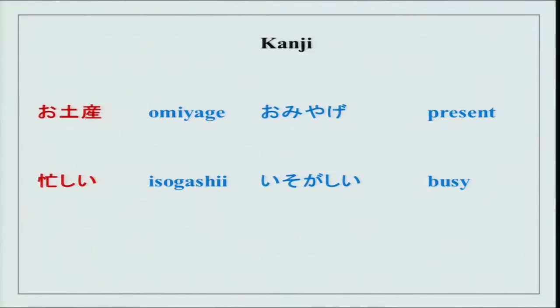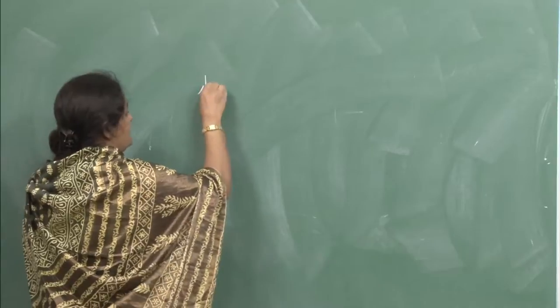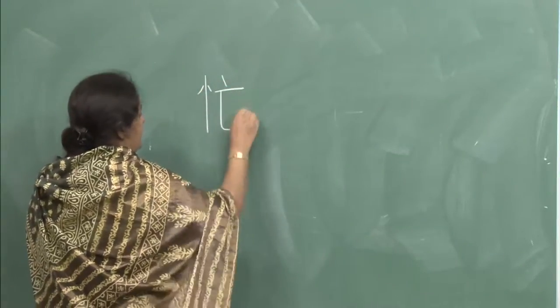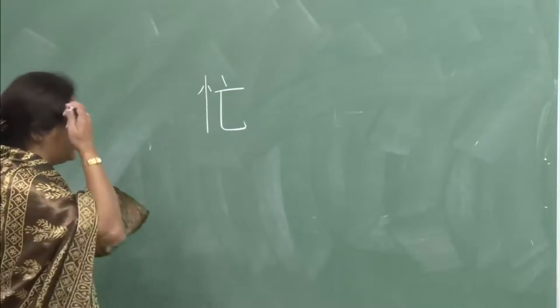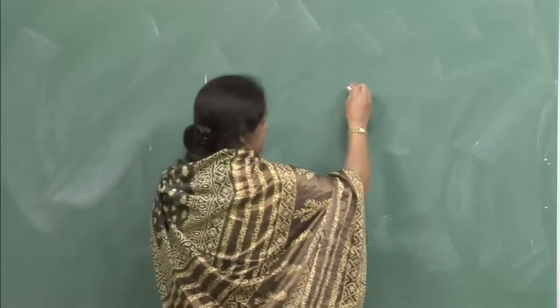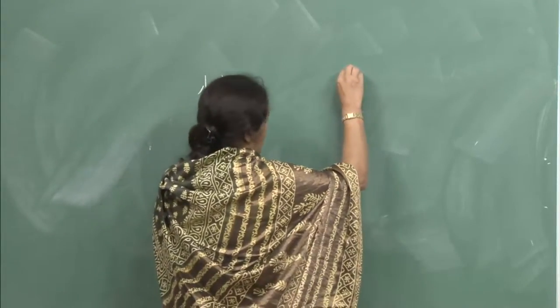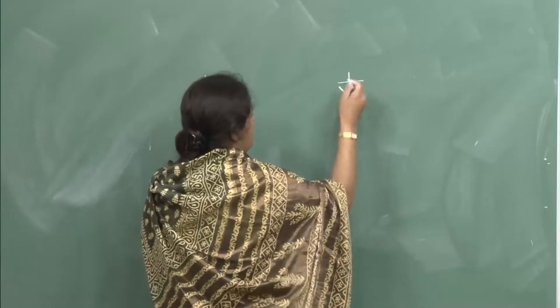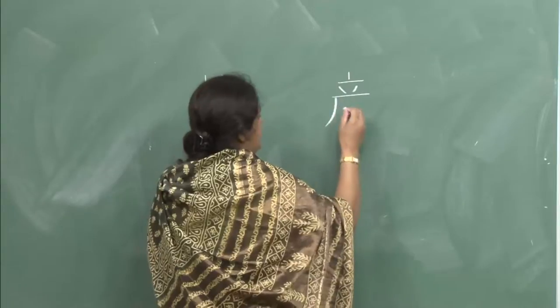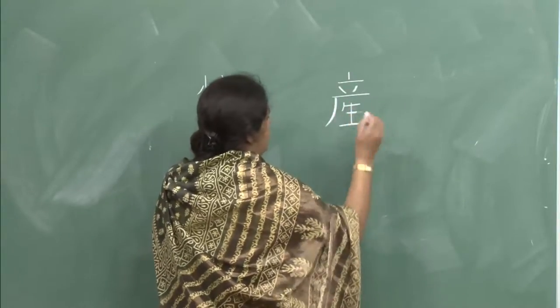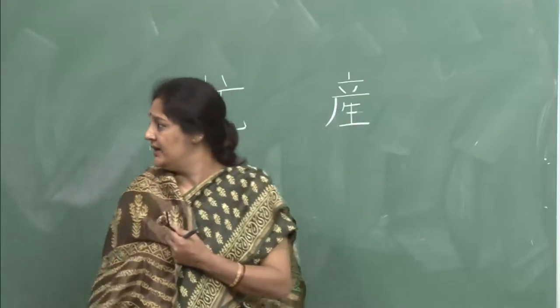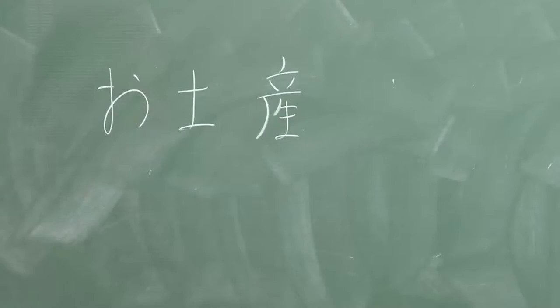And then we have isogashi, which is busy. So, just get used to the visual of these two kanji characters. Isogashi, I will tell you how it is made and written. Isogashi is 1, 2, 3, 4, 5 and 6 like this. So, well, this is isogashi and omiyage is 1, 2, 3, 4, 5, 6, 7, 8, 9, 10 and 11 like this. Omiyage.